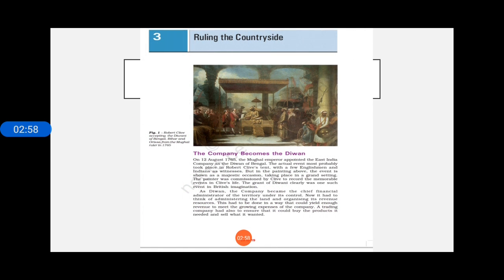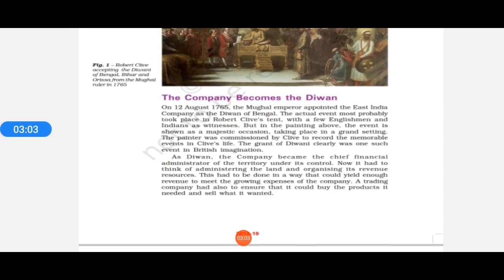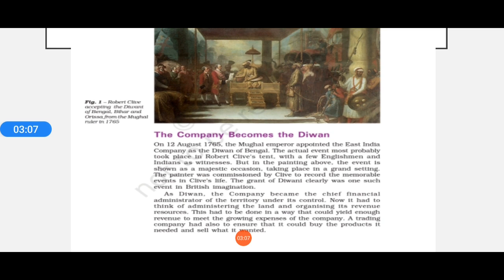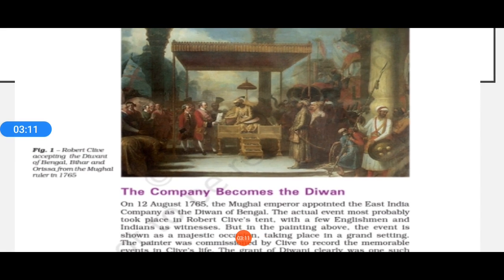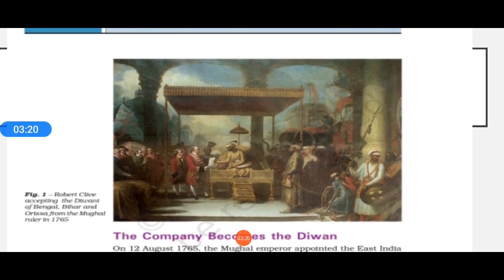To begin with, students, this is the first page of your book. As you can see here, in this picture you can see the date, and a painting is shown in which the Mughal Emperor Shah Alam II is present. This is the incident which took place on 12th August 1765.